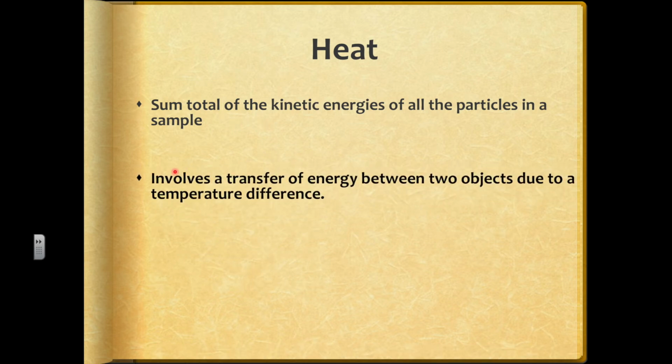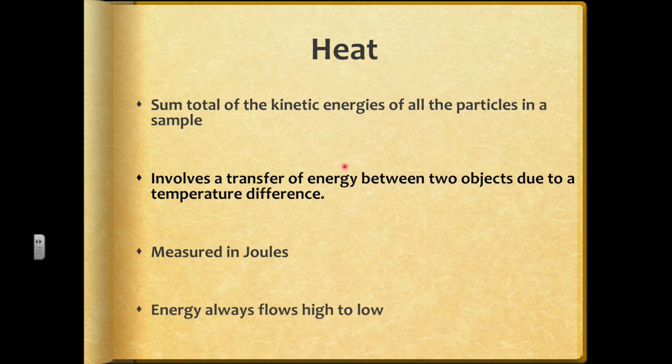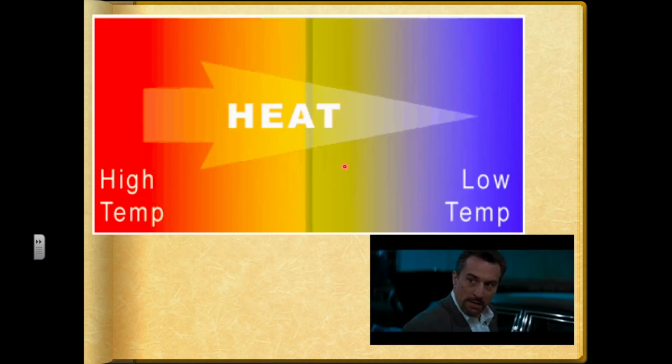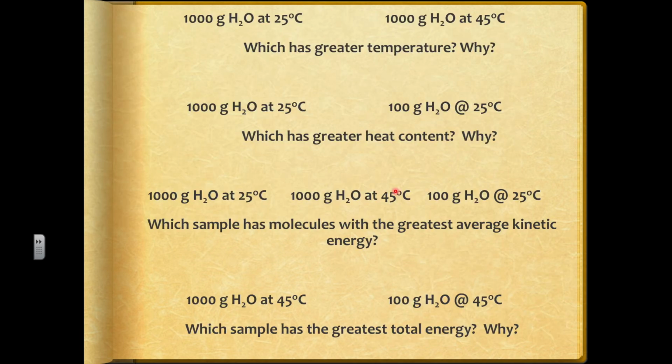It is mostly involving the transfer of energy between two objects due to a temperature difference. Now, this one is measured in joules. Now, temperature was measured in Celsius or Kelvin, right? So it always flows from high energy to low energy, right? So from hot to cold, right? Just like Robert De Niro is in the movie Heat, right? Hope you get that. High temperature to low temperature.